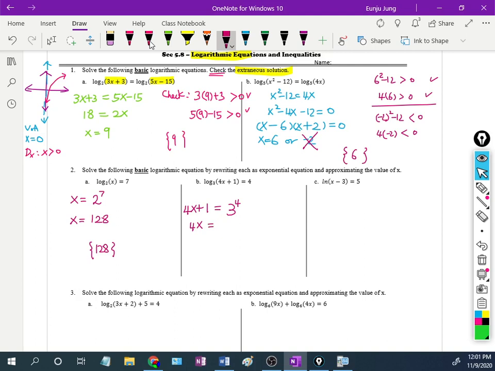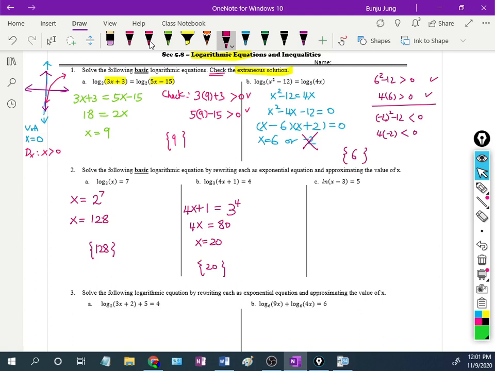Subtract 1, 80. Divide by 4, 20, right? Now let's plug in and check in the domain. 4 times 20, that's a positive number, plus 1 is still a positive number. So 20 is good to use, okay? That's the solution. So that's the only solution in that.